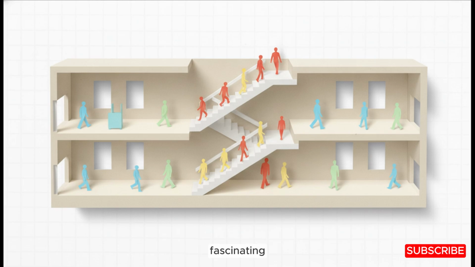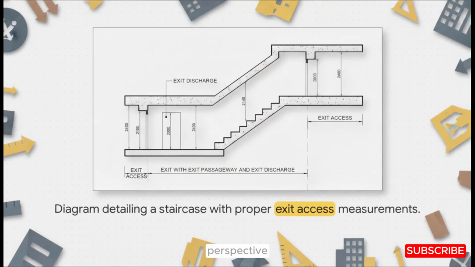And what's really fascinating, especially for you students to note, is the specific space allocation required. In a multi-story building, planning for vertical circulation alone requires about 8 to 10% of the total floor area. Seriously, that is a massive spatial commitment. To really put that into perspective, take a look at this highly specific diagram.